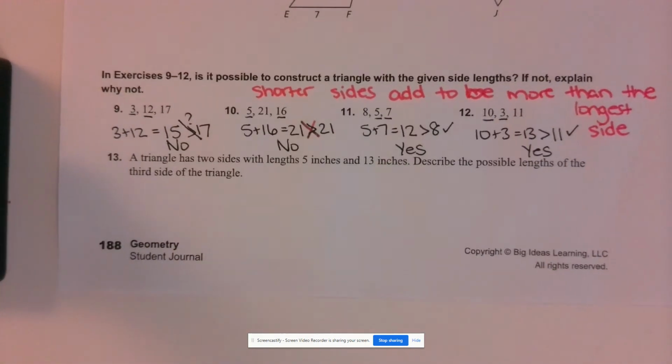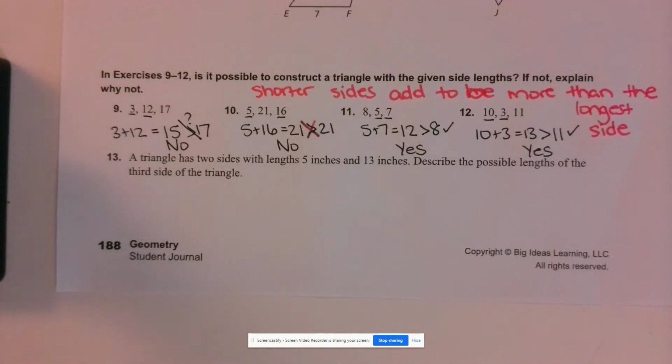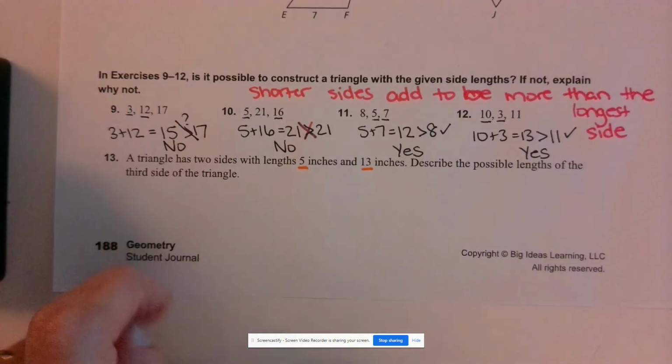All right, and number 13, it says a triangle has two sides with lengths 5 inches and 13 inches. Describe the possible lengths of the third side of the triangle. So in this problem, we know two of the sides, and we don't know the third length. Our job is to describe what the length of that third side could be. Now, when we do this, we have to consider two possibilities. The first possibility, perhaps the third side is one of the shorter sides.